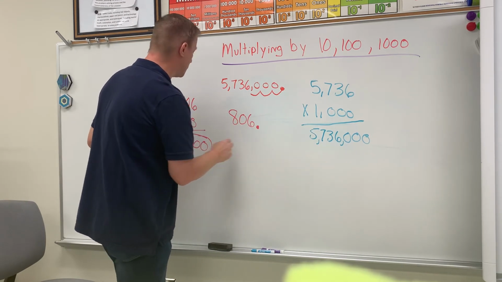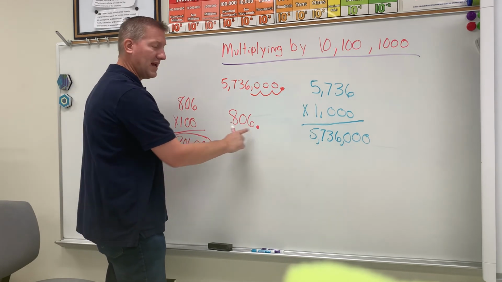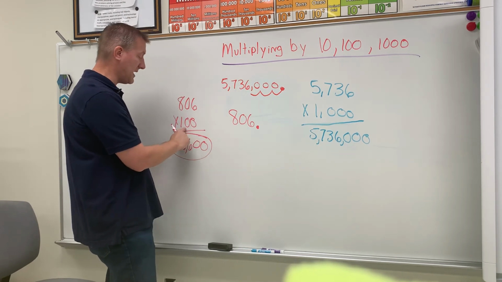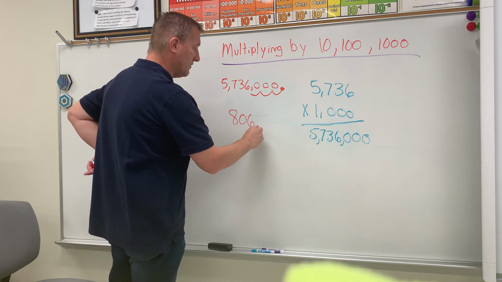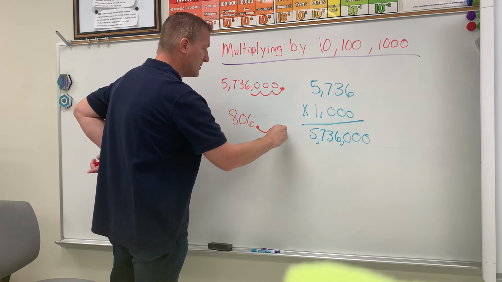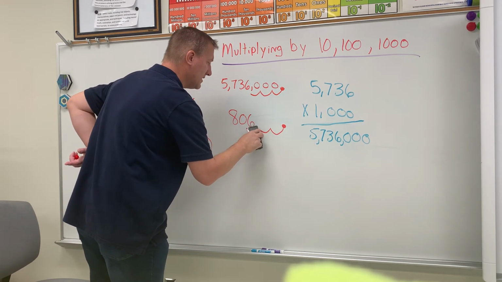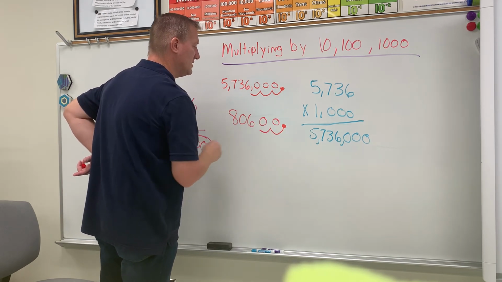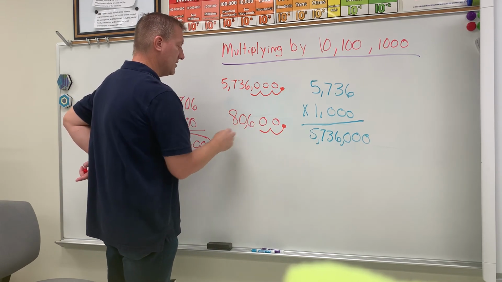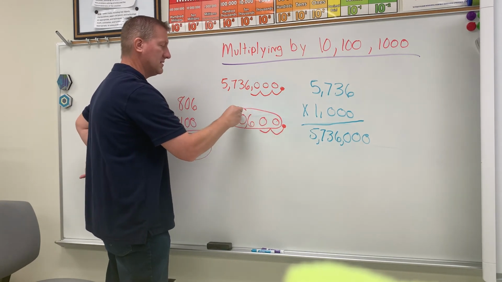So I'm gonna do it over here, 806, there's my decimal. Now, I'm multiplying times 100, so I'm gonna have to move the decimal over how many spots? 2 spots. So let's move it over. 1, 2 spots. So now my decimal is going to be over here. It's not going to be over here anymore. So now I'm going to fill in with zeros. And look at that. Same answer.